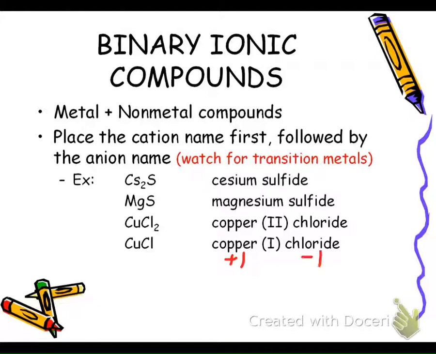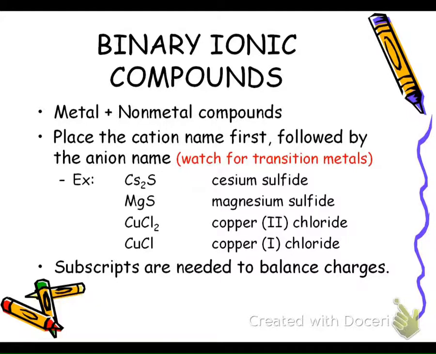CuCl, name would be copper Roman numeral 1 chloride. I have the Roman numeral 1 telling me copper is a +1 charge, chloride always a -1, so the formula is just CuCl. Notice CuCl2 and CuCl are different formulas, hence they must have different names. The Roman numeral is extremely important. The subscripts balance the charges.